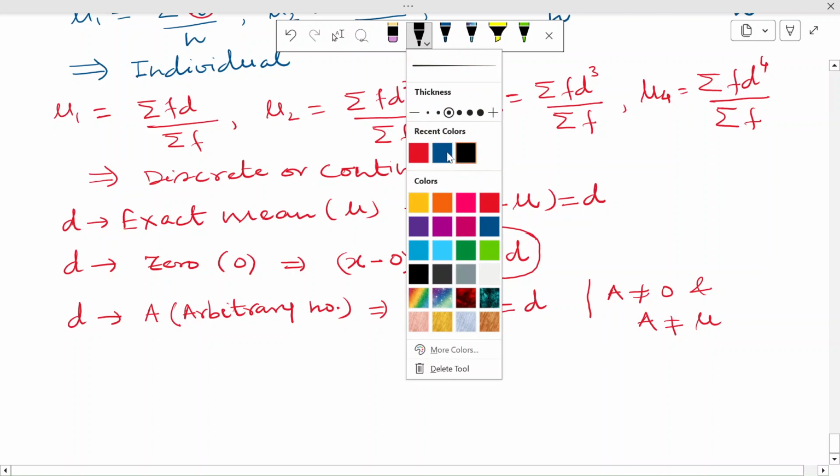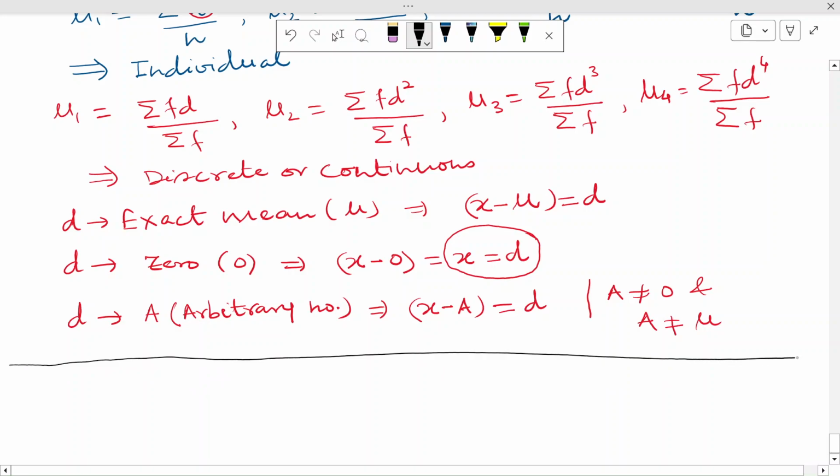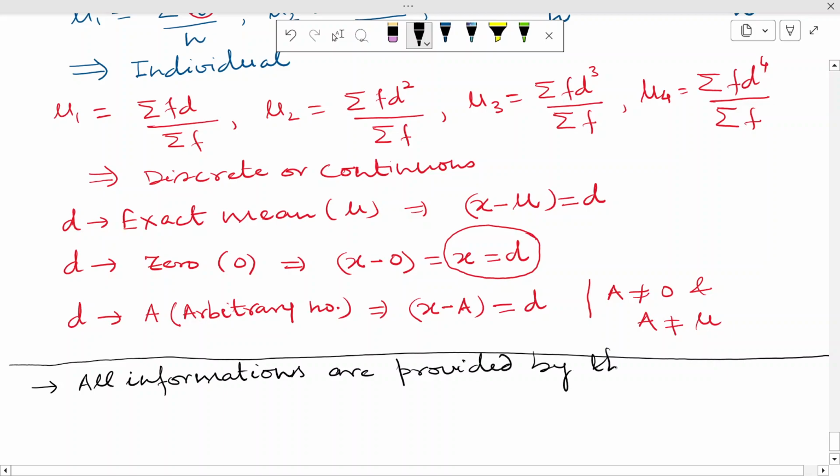Now the important thing is we get all the information, meaning the characteristics which we discussed in the beginning of this video, provided by the central moments, except the mean. So we get all the information.